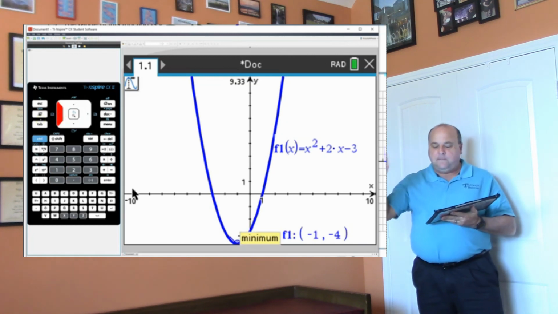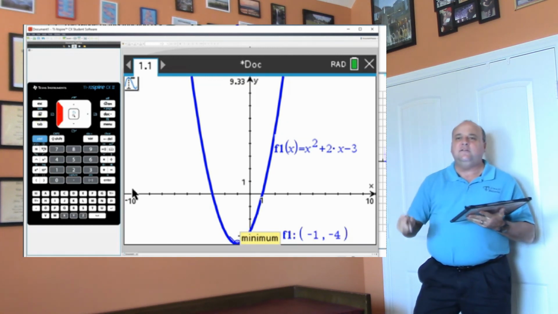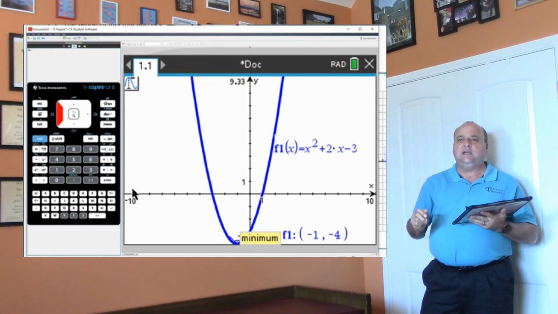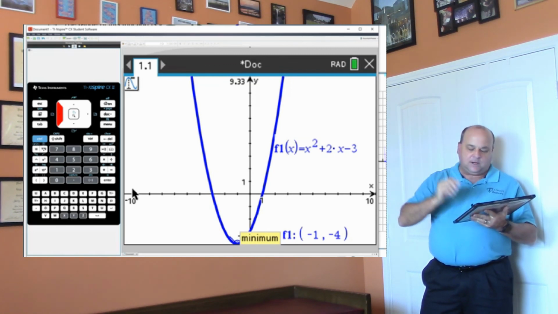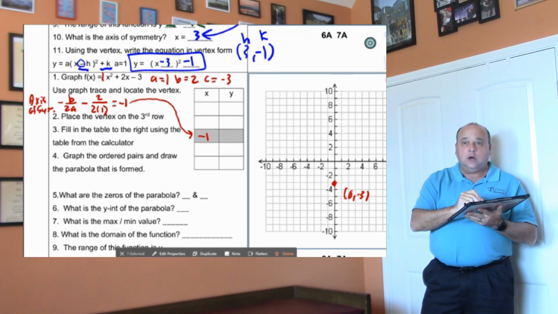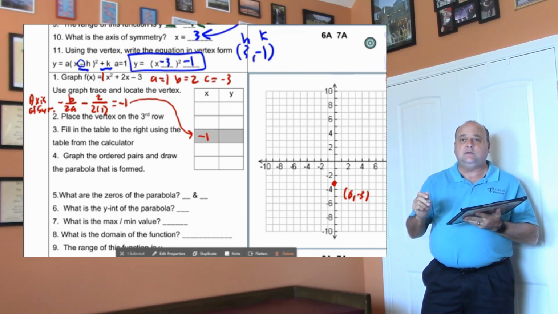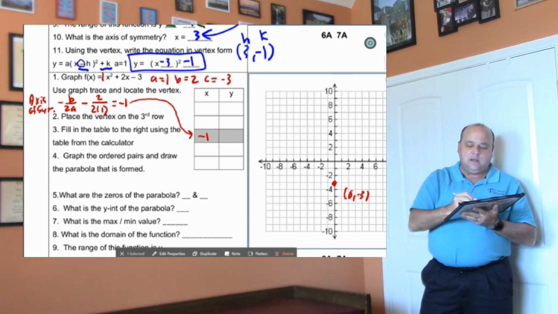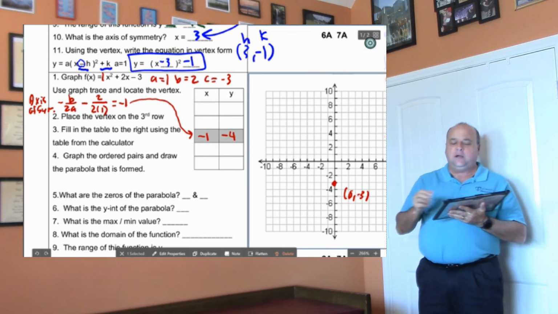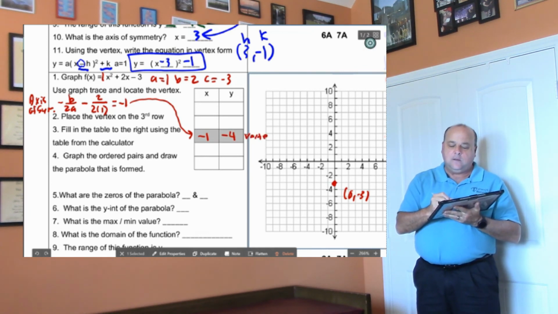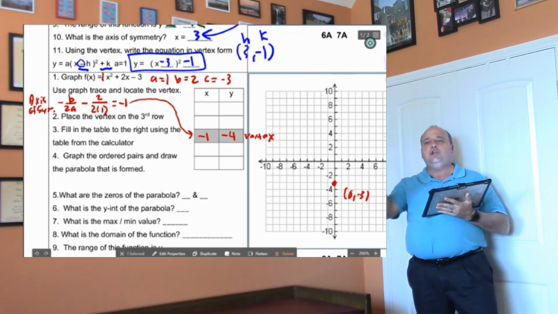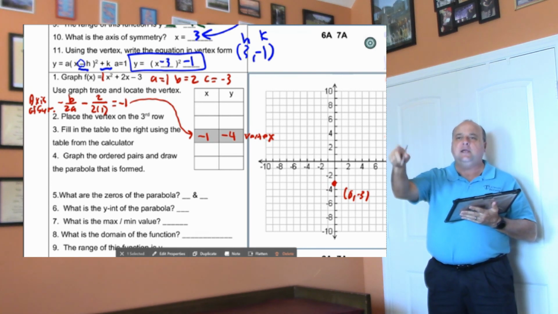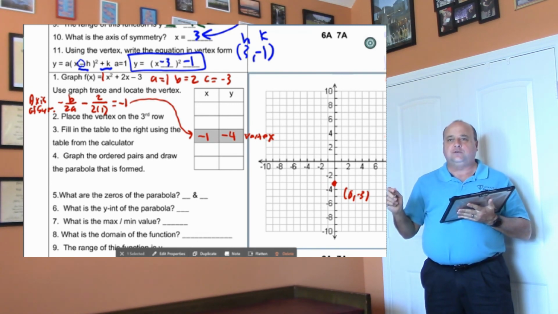Right there. The minimum is (-1, -4). That's my vertex. That's the very bottom of the graph. So go back here. Notice the -1 matches up, doesn't it? That will always happen. So -1, -4. This is my vertex. The vertex is huge. It gives you your max or your min, and it gives you your axis of symmetry.